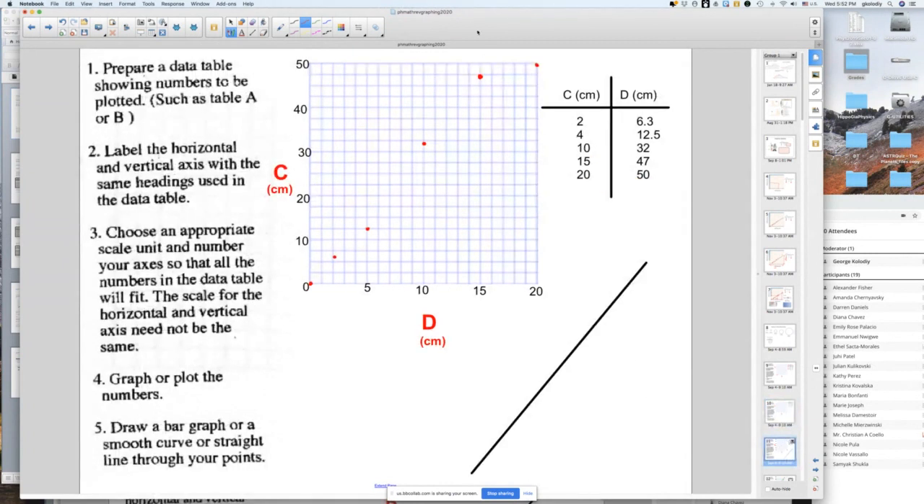Plot the points. Here's the points plotted. One point seems to be off. These seem to indicate it's a straight line, but one point seems to be off. You know what we're going to do? We're going to ignore it.